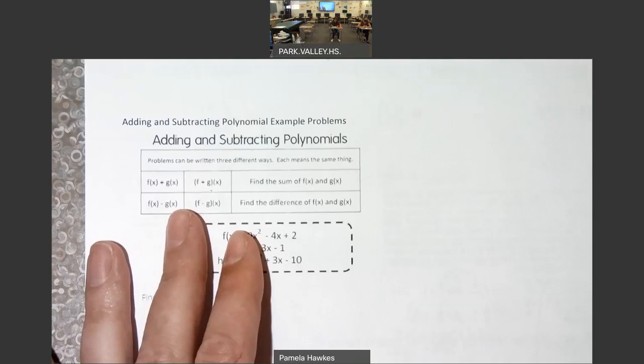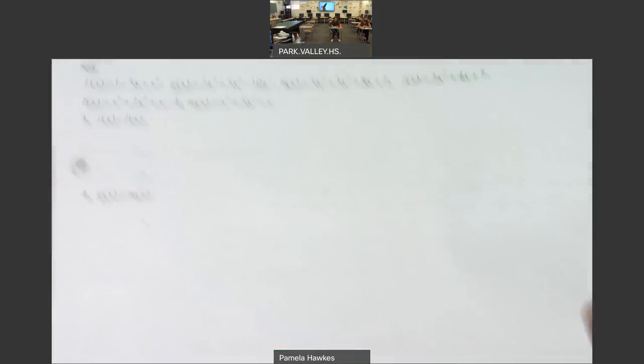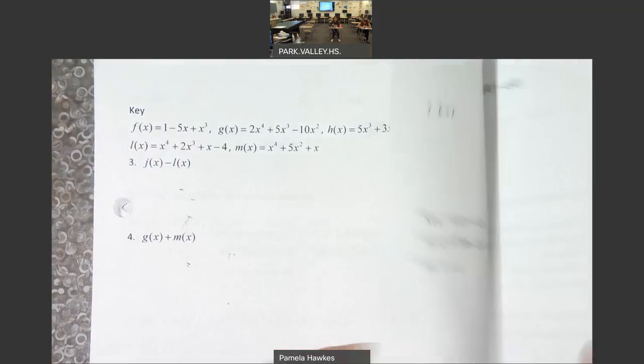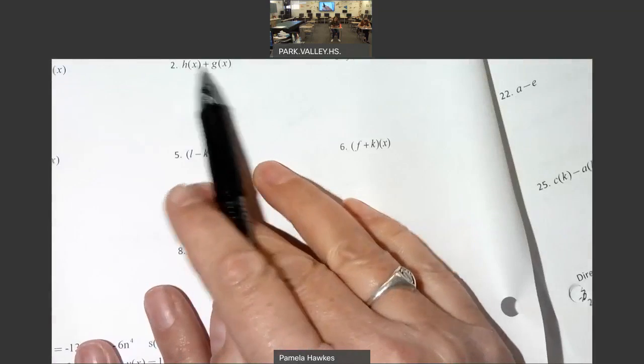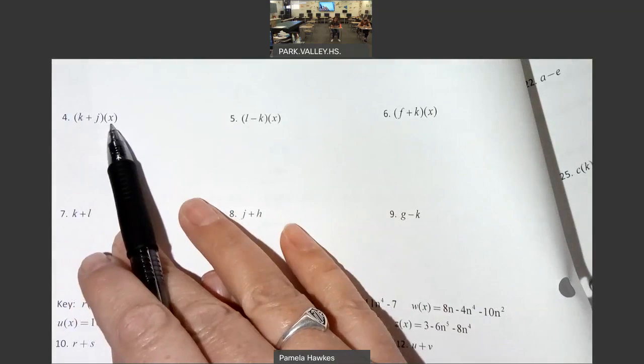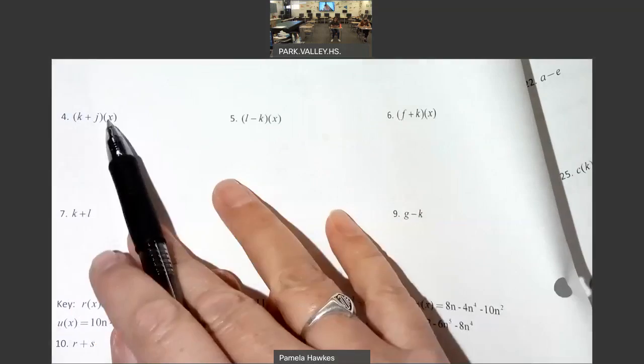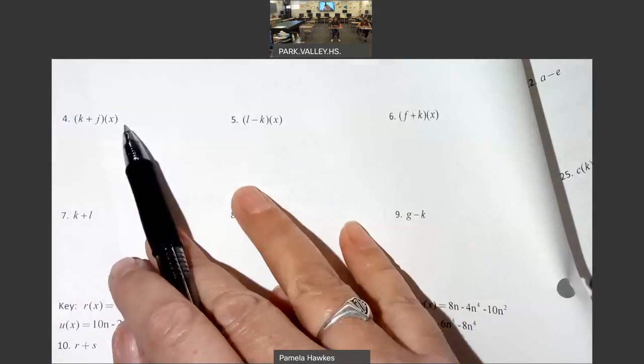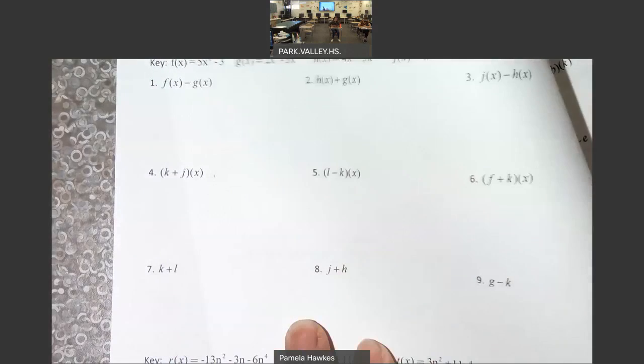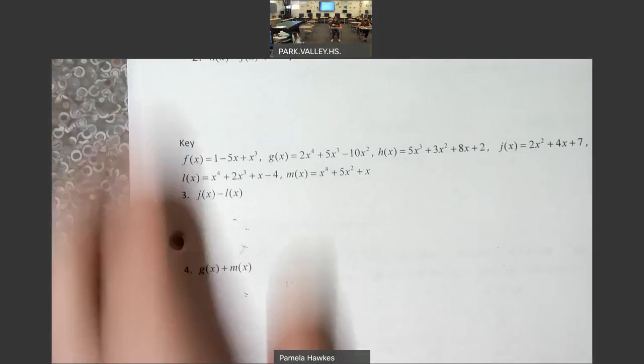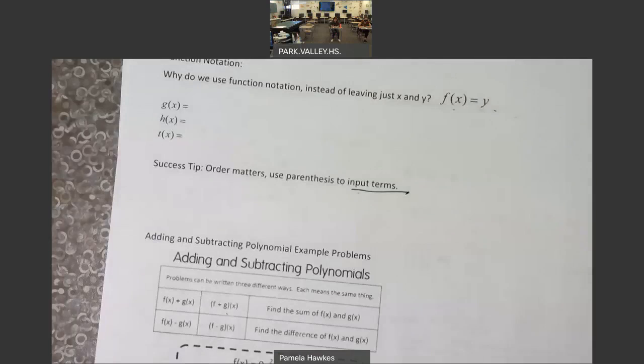So when you get over to your assignment over here, we tried to give you some each way. So this one's h of X plus g of X. This one's k plus j of X. These mean the same thing. I'm just going to be adding. They mean the same thing. I'm just going to be adding. Okay? Now, we're going to do some adding in just a minute.